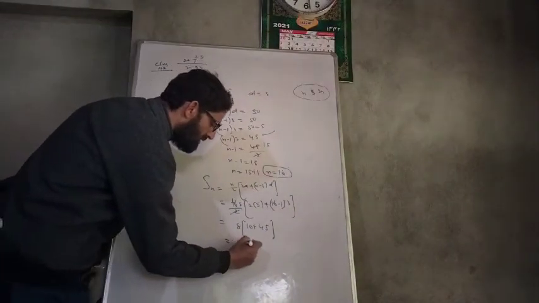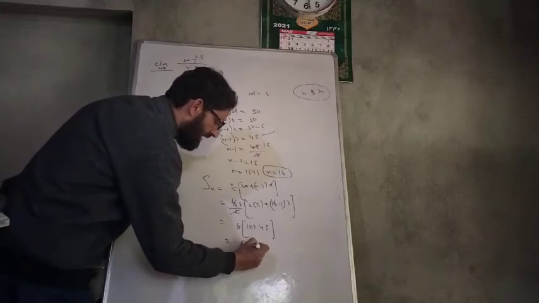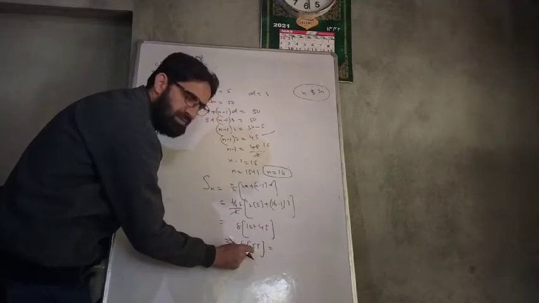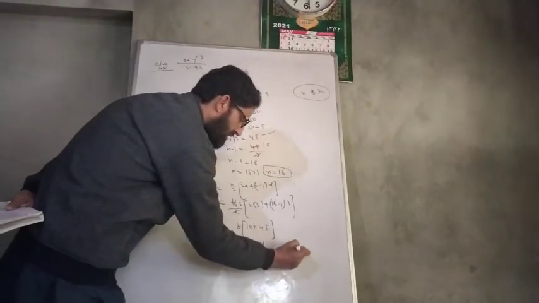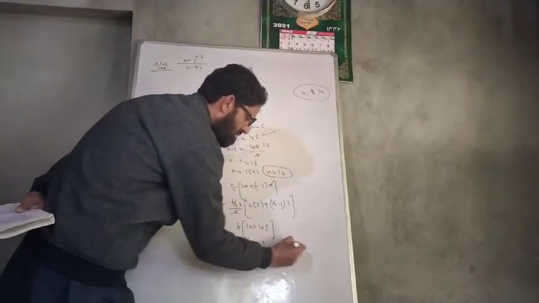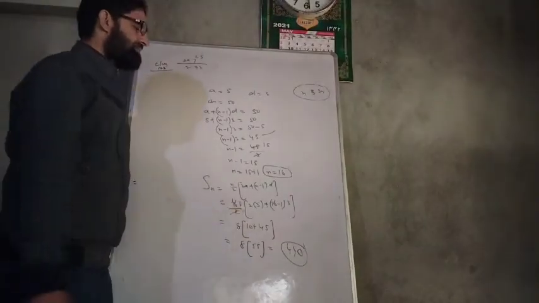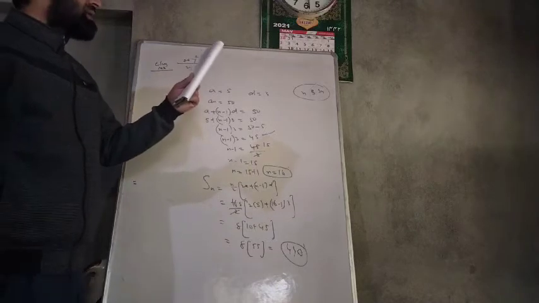So 8 into 55, because 10 plus 45 is 55. 8 fives are 40, and 8 fives are 40, so 440 is the sum of 16 terms, Sn. And likewise you can proceed.